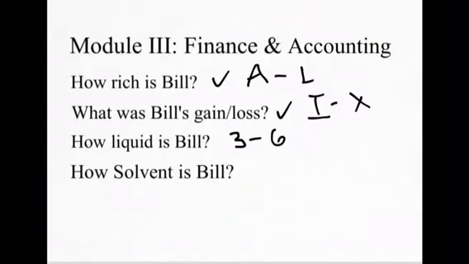Also on page 77 is the total asset to total debt ratio, and this will indicate how solvent an individual is. If this ratio is greater than or equal to 1, the individual is solvent. If it is less than 1, the individual is insolvent.